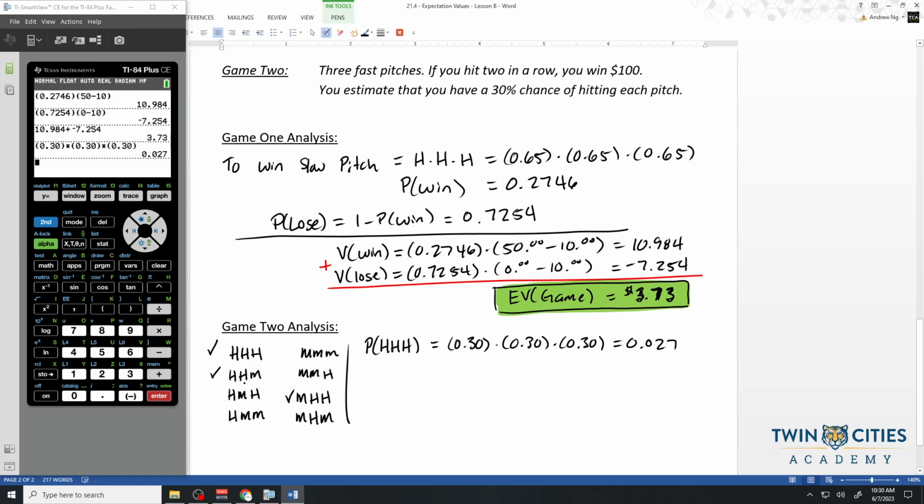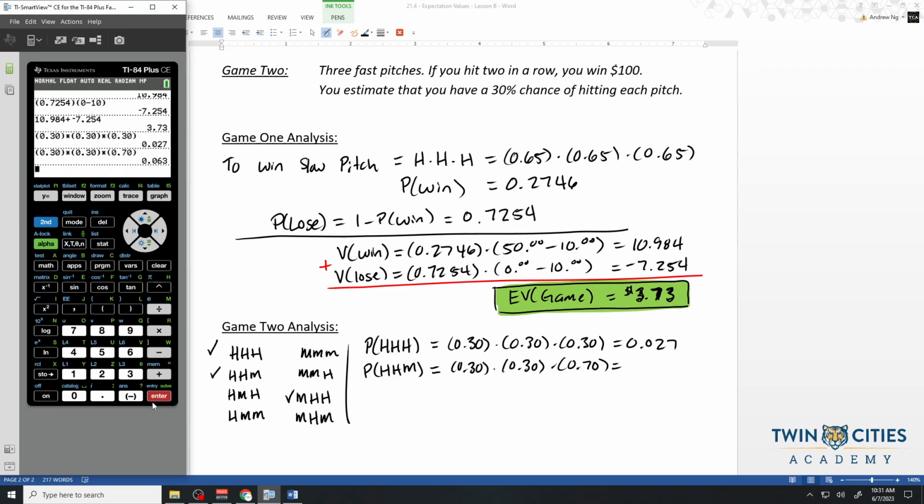Okay, what about hit, hit, miss? Probability of hit, hit, miss. If I hit the first one, that'd be 0.30, times if I hit the second one, that'd be 0.30. If I missed the third one, that'd be 0.70, since hitting it is 30%. Not hitting it, missing it, would be 70%. I'm going to copy that one and just change that last one from 0.30 to 0.70. And so this probability is 0.063.